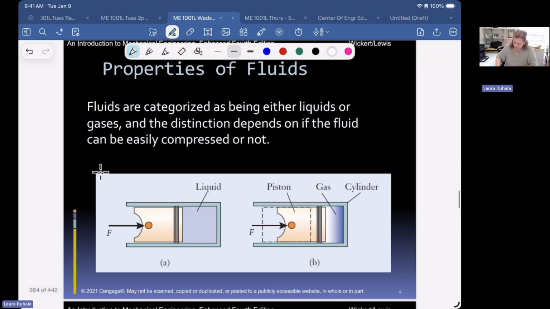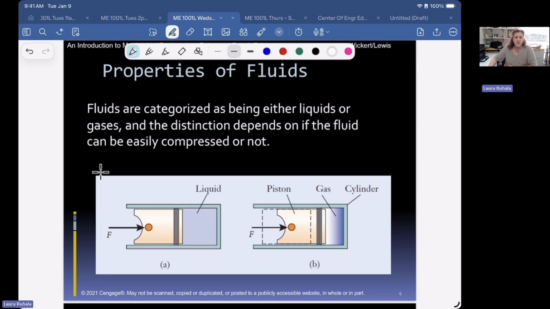So now let's talk about the properties of fluids. Fluids are categorized as either being liquid or gas. And what's the difference? We kind of know it when we see it, but how would you characterize a liquid versus a gas? Well, there's one big difference, whether or not they can be compressed. A liquid cannot be compressed. You can push on it and push on it, but it's not going to be easily compressed. Liquid, this would be incompressible fluids.